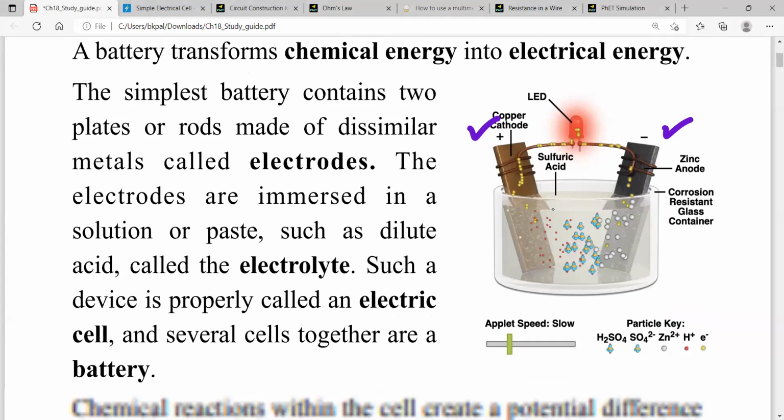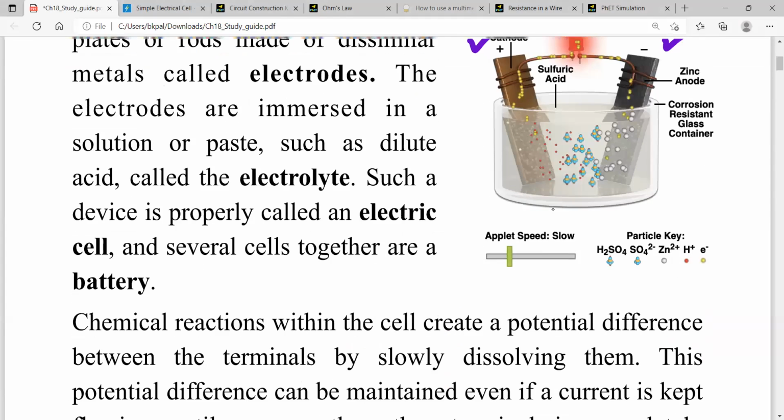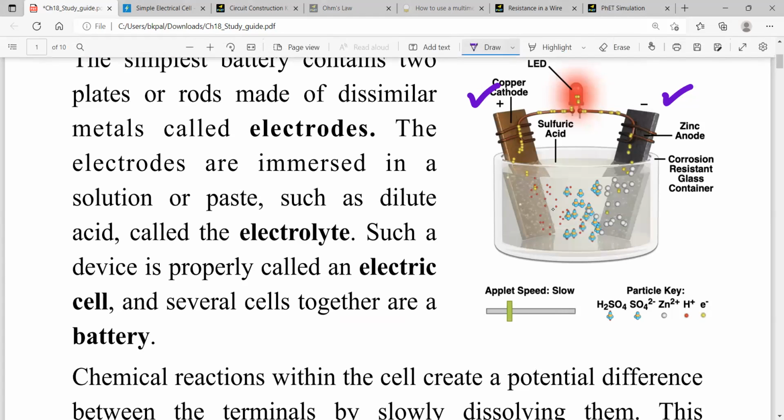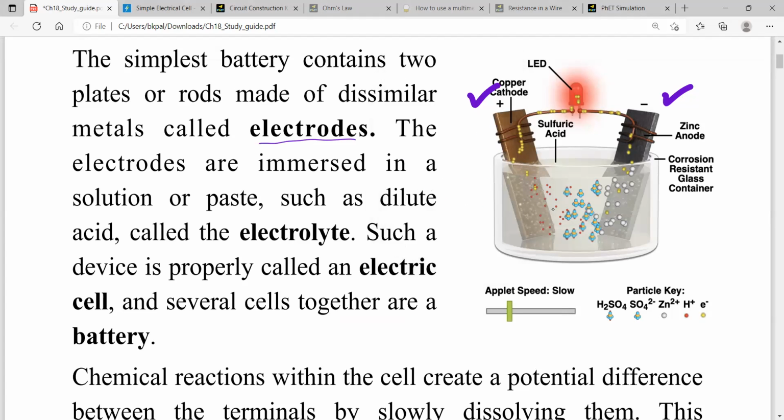In another example, one is made of carbon and another is made of zinc, so they are two different metals. We call them electrodes, and they are immersed in some paste or solution. For example, here we use dilute sulfuric acid, and this solution or paste we call electrolyte.